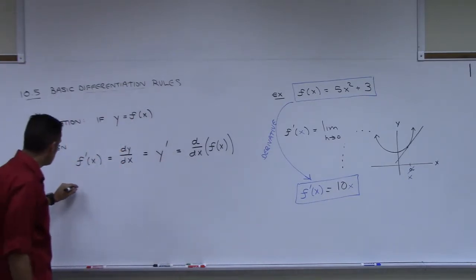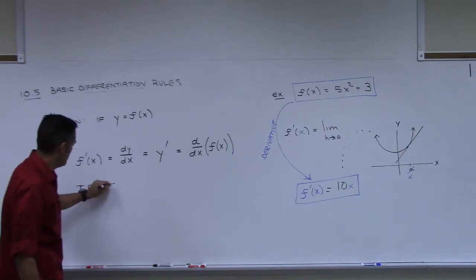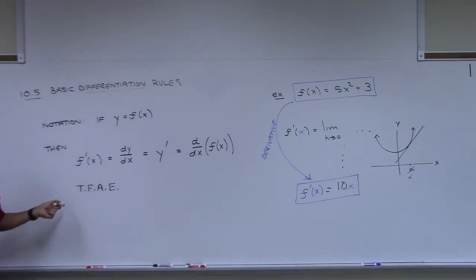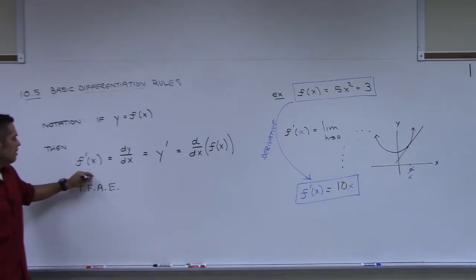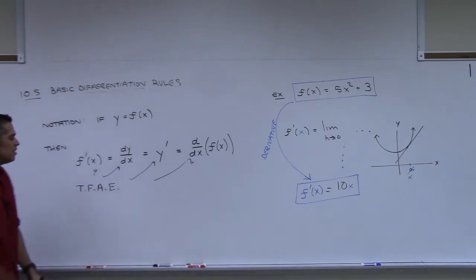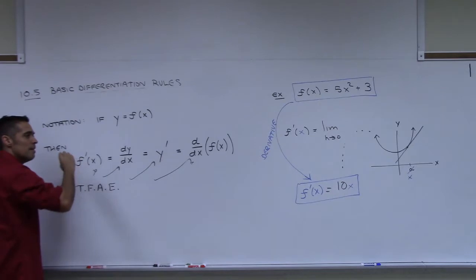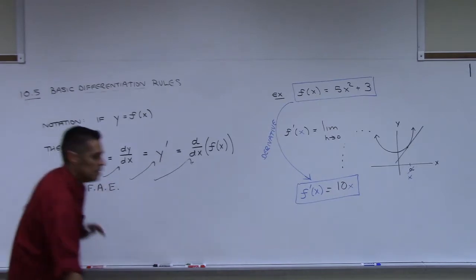In mathematics, we actually write this abbreviation, and what it stands for is the following are equivalent. In other words, all these are exactly the same thing. They mean exactly the same thing. All right? You don't need to know that. I'm just telling you. Okay, so we now have some notation. If you see any of these symbols used, that means that you're trying to take the derivative of something. All right? Now the rules.